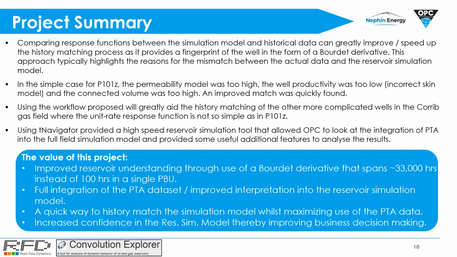In the simple case for P101Z, I found out that the permeability model was too high, the well productivity was too low, because of the wrong skin model, and the connected volume was too high, and an improved match was quickly found. Using the workflow proposed will greatly aid the history matching of the other more complicated wells in the Corrib Gas field, where the unit rate response function is not so simple as P101Z. And using tNav provided a high-speed simulation tool that allowed OPC to look at the integration of PTA into the full field simulation model, and provided some useful additional features to analyze the results.